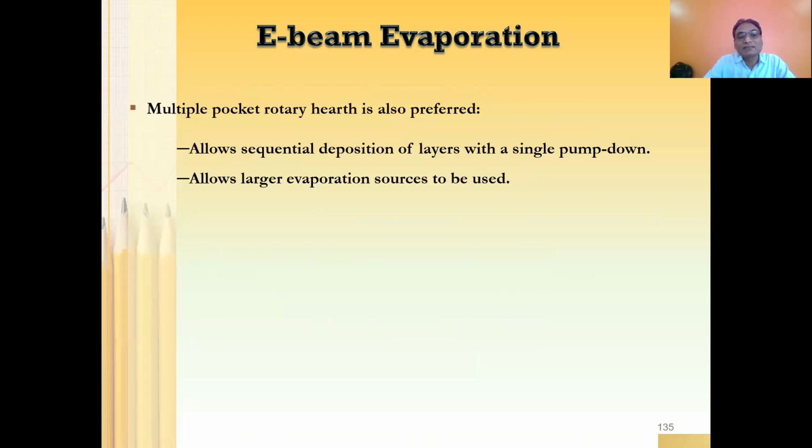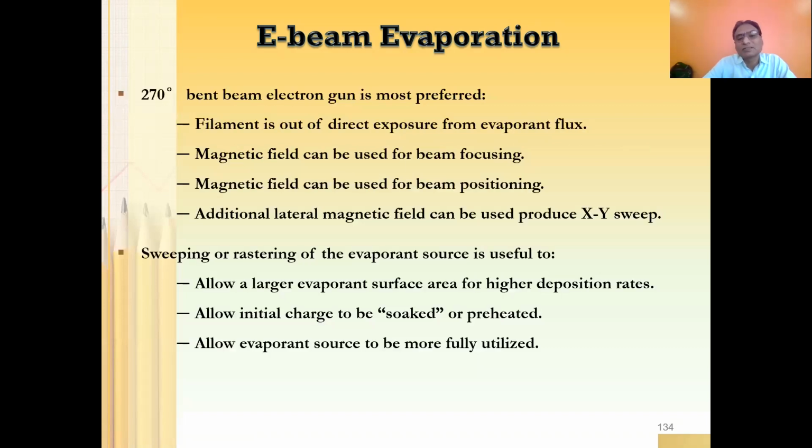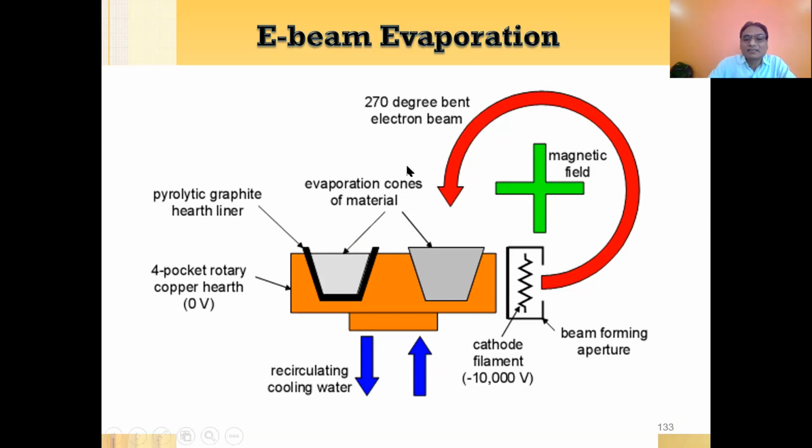Multiple pocket rotary hearth is also preferred. There would be more than one pocket. It allows sequential deposition of layers with a single pump down. It allows larger evaporation sources to be used. So sometimes there can be, let us say, 5 different crucibles. So you can keep this source fixed, and if you want to deposit, let us say, 3 layers, you can have 3 pockets, 3 crucibles, right?